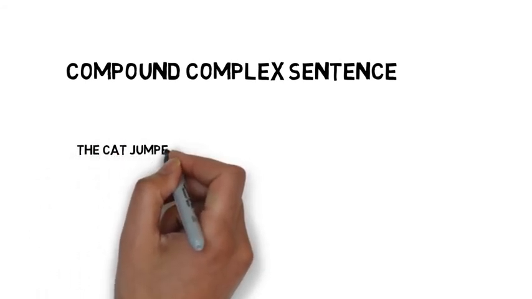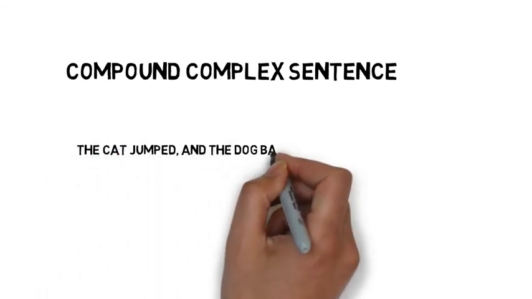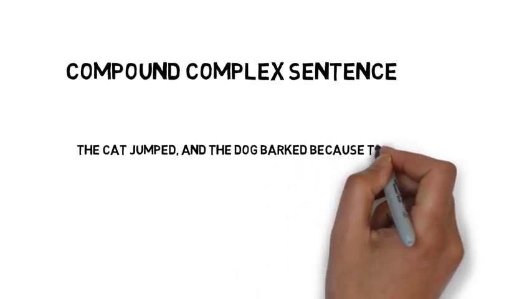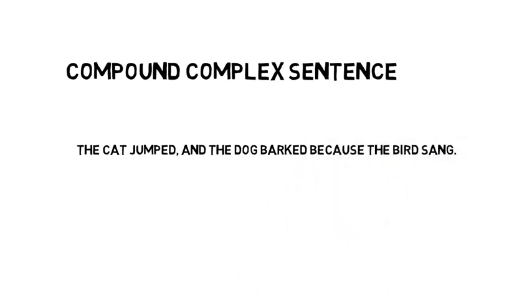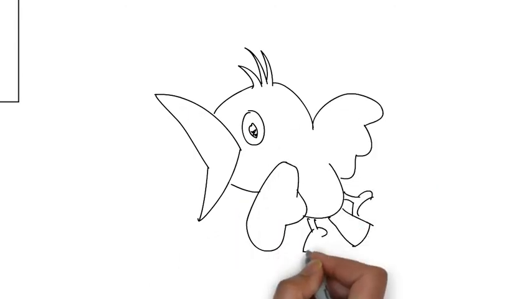The final type of sentence is called a compound complex. This is when we have two independent clauses and one dependent clause. So now you have a bird's eye view of sentence combining made simple.